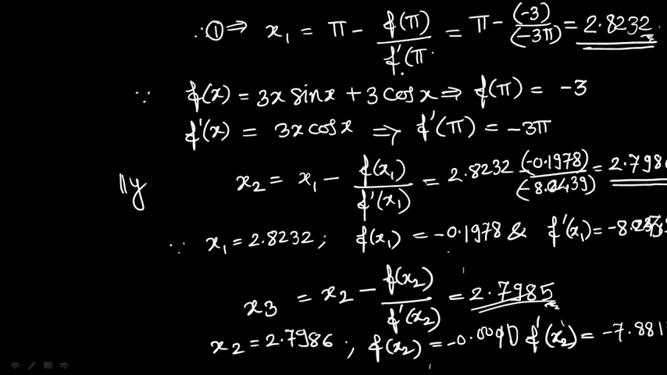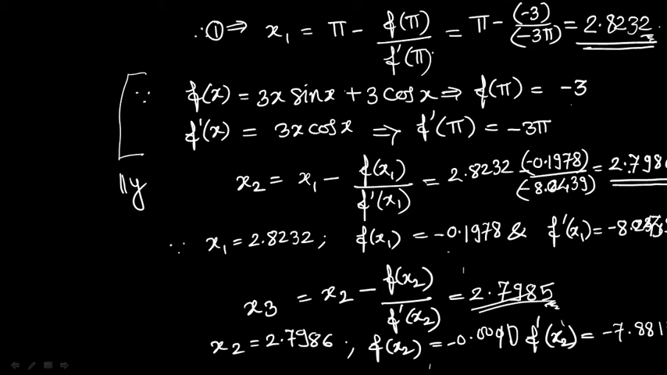For this, we substitute the values, we get 2.8232, and for f of pi, its value minus 3, f dash of pi minus of 3 pi, and in these values. Now similarly, we find out x2 value. Now the formula changes to x1 minus f of x1 upon f dash of x1.